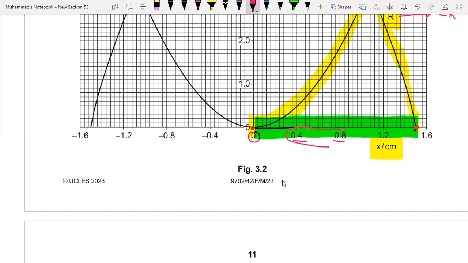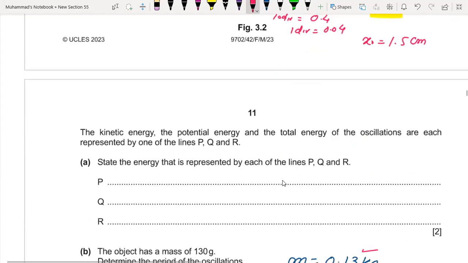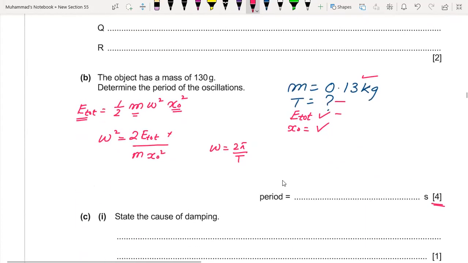You can easily find that 10 small divisions represent the gap of 0.4. 10 divisions is 0.4, so one small division is 0.04. So you can read this as 1.5. So x naught, from here you can read, is 1.5 centimeter. But you have to convert x naught into meter, okay?